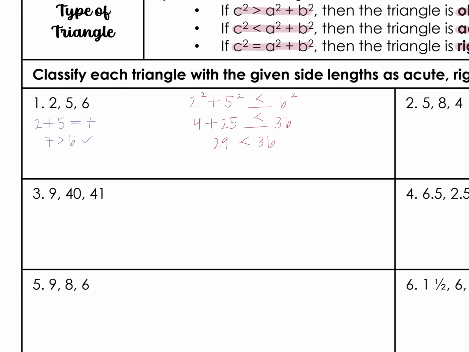And therefore, since my C squared is greater than A squared plus B squared, I know this will be an obtuse triangle. All right, now let's move on to number 2.